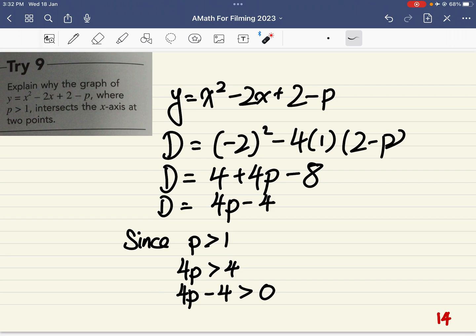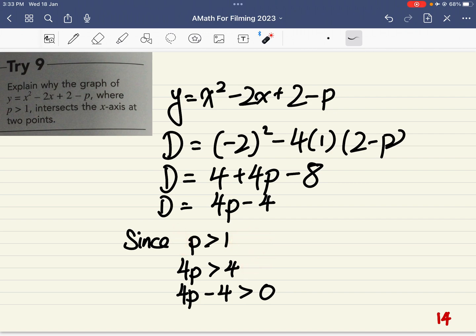You have to explain why. So you cannot just start off the bat and say the discriminant is greater than 0 or equal to 0. I don't know yet. So what I need to do is to prove. What they have given is that p is greater than 1. So I start the logic here. If p is greater than 1, I multiply 4 to both sides of my inequality.